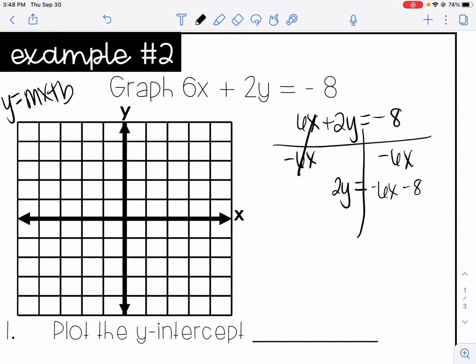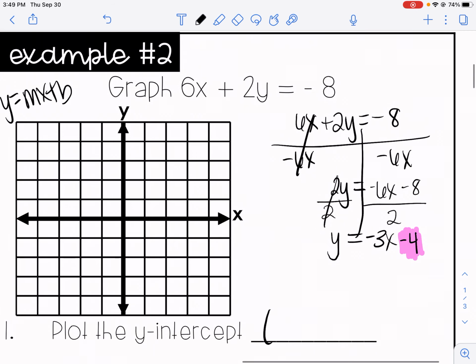Then we'll do the great divide. We divide what's with y. We divide everything on the right by 2. Then y equals negative 6 divided by 2 is negative 3. Still have x. And then negative 8 divided by 2, got minus 4 now. So our y-intercept is negative 4.